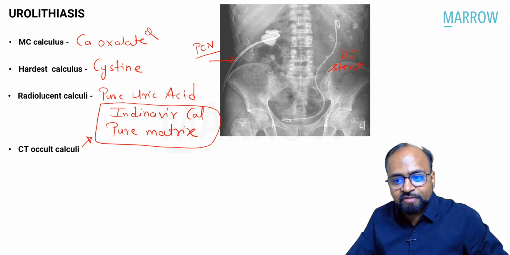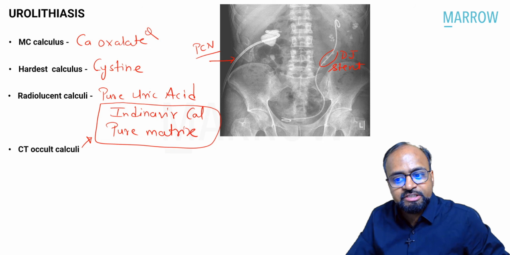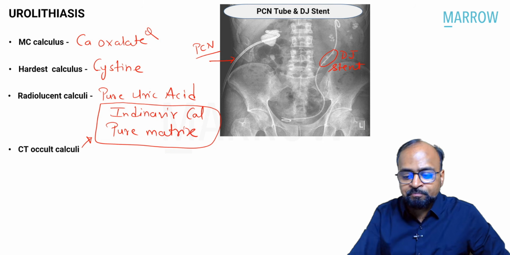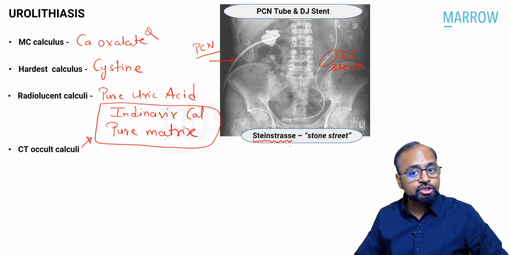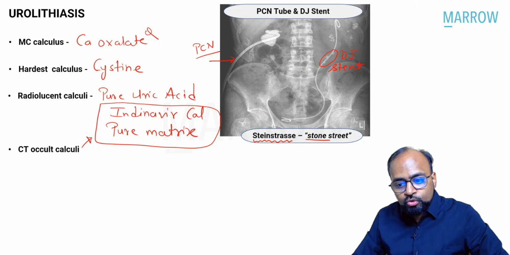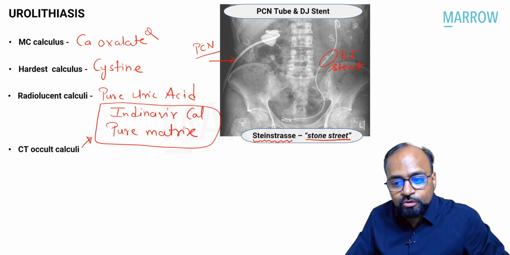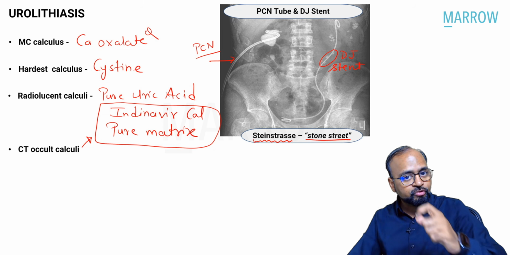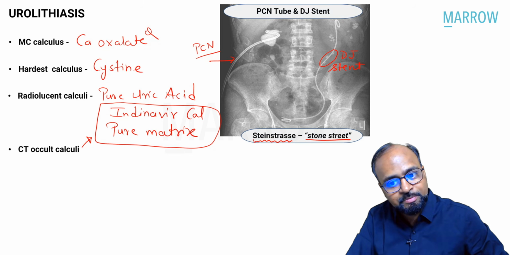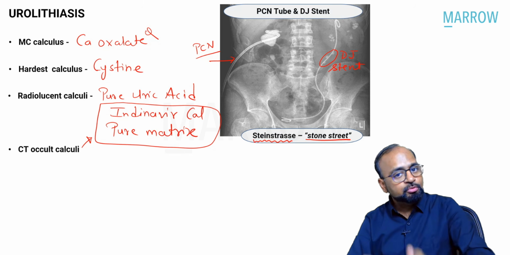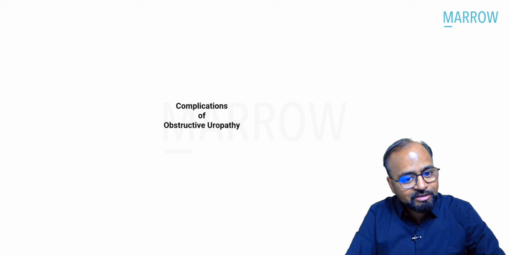These small calculi fragments get lined up along the length of the double J stent, and this is what is called the Steenstrasse appearance. Steenstrasse in German means a stone street, a street which is made up of multiple small stones. So these calculi which line up along the ureter alongside the DJ stent, this is what is called the Steenstrasse appearance. So we have seen the PCN tube, the DJ stent, and the Steenstrasse appearance related to renal calculi.